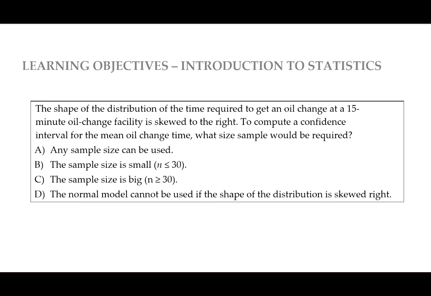Well, our third condition is that we need to have either a normal population or a large sample size. And by large sample size, we mean at least 30. Mark that in red.